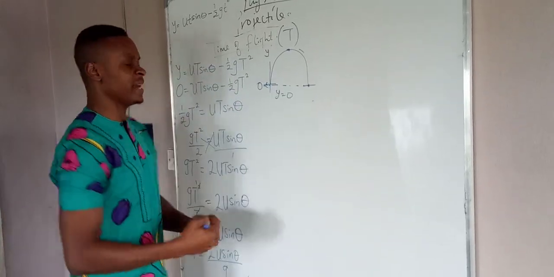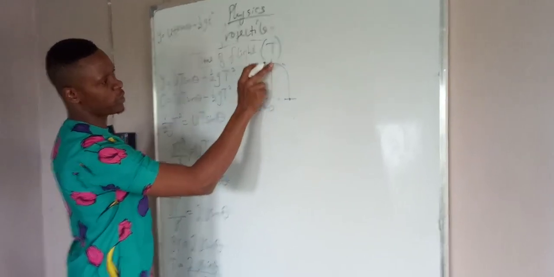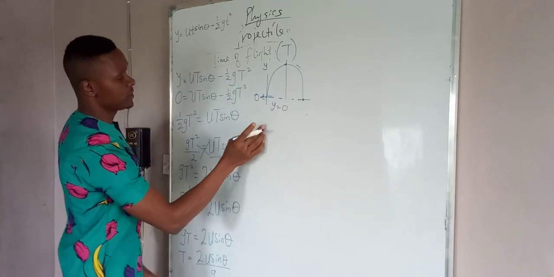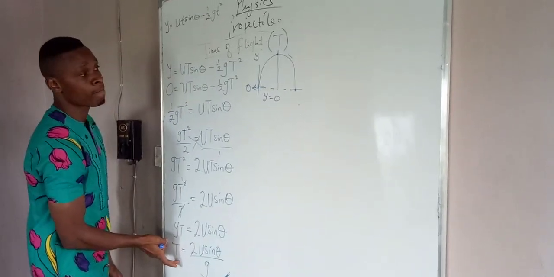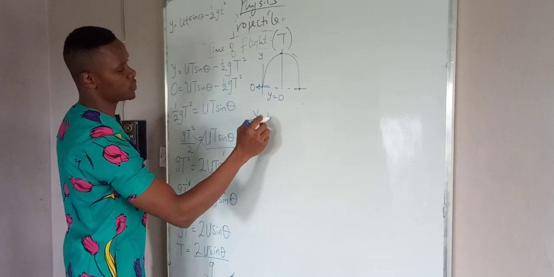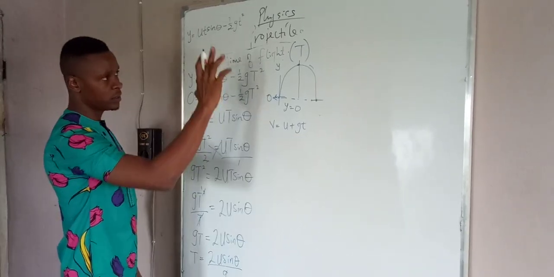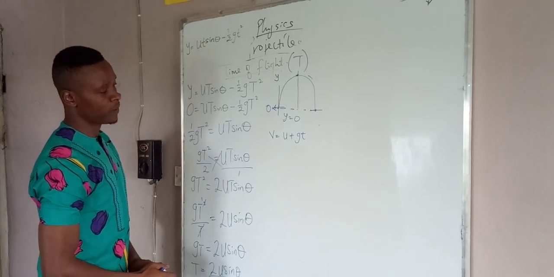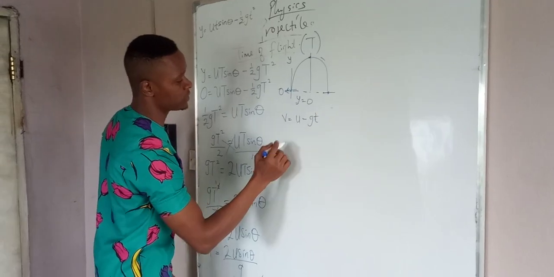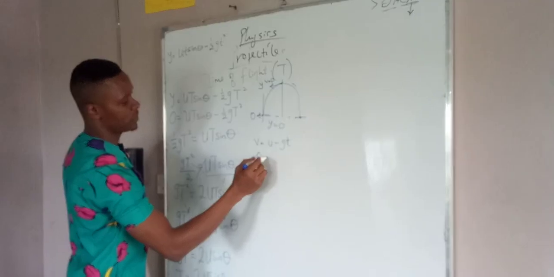Now recall what I said here, that we can as well prove that the time to get to this maximum height is also equal to the time it will take to come down here. Twice of this would give us our T. So if we use this alternative method, where we have it that v is equal to u plus gt, recall the object is going up, so this becomes minus. So we have it at maximum height, v is 0. So that will give us 0.